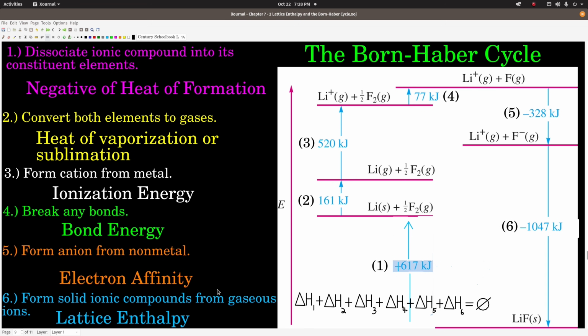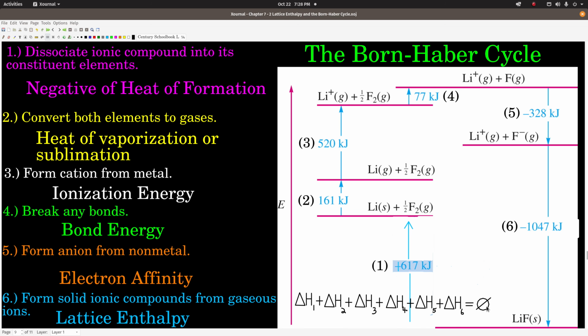And then finally, in step 6, we combine the gaseous ions to form the solid ionic compound. That's the lattice enthalpy. So because this is a cycle, guys, this is a circle. It's because we end up at the same place that we start, the total sum of all the enthalpies must be equal to 0 because enthalpy is a state function. See how beautiful that is?